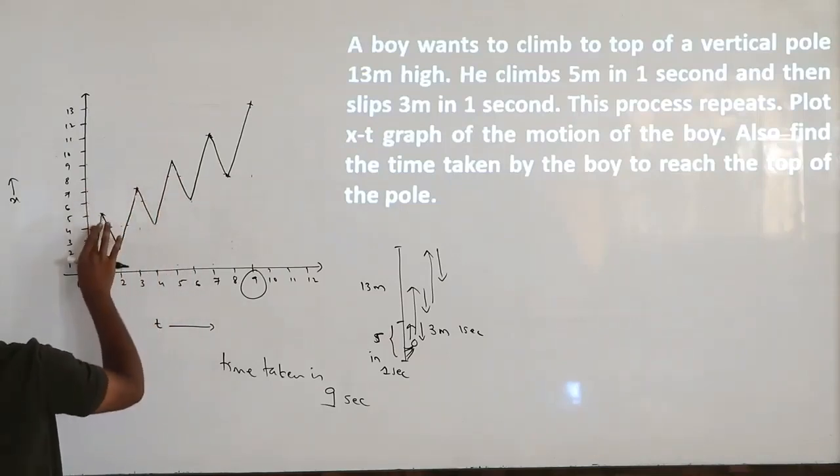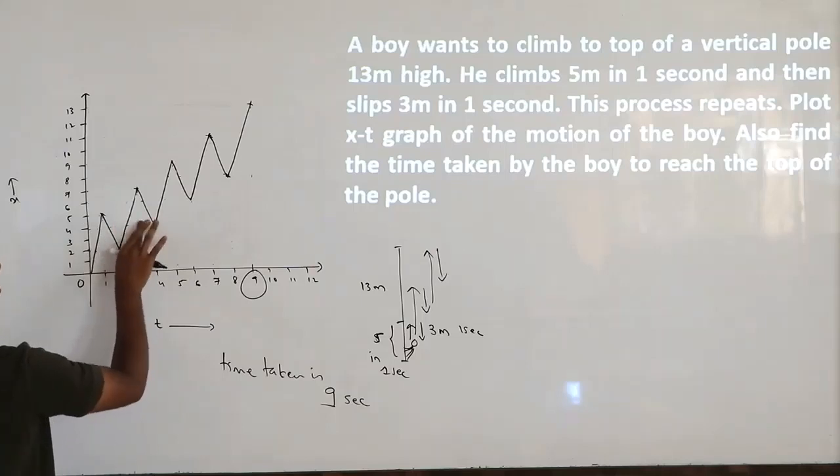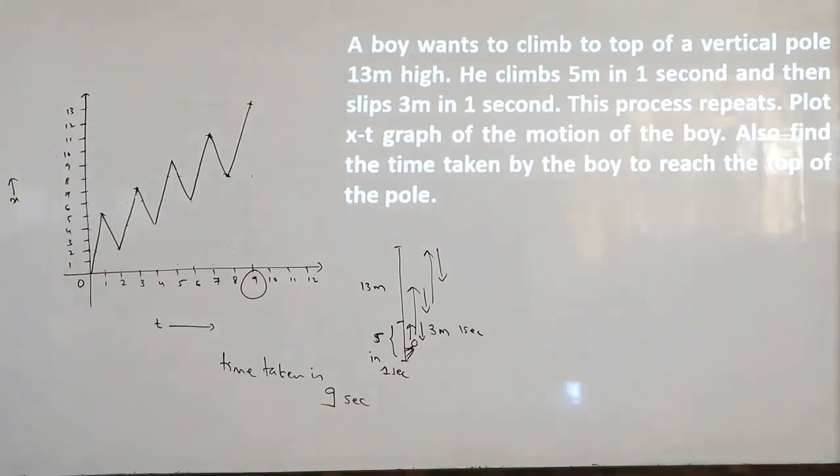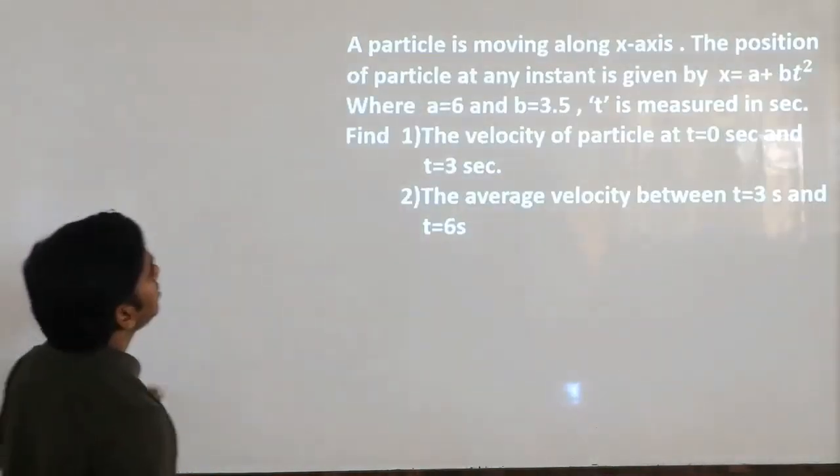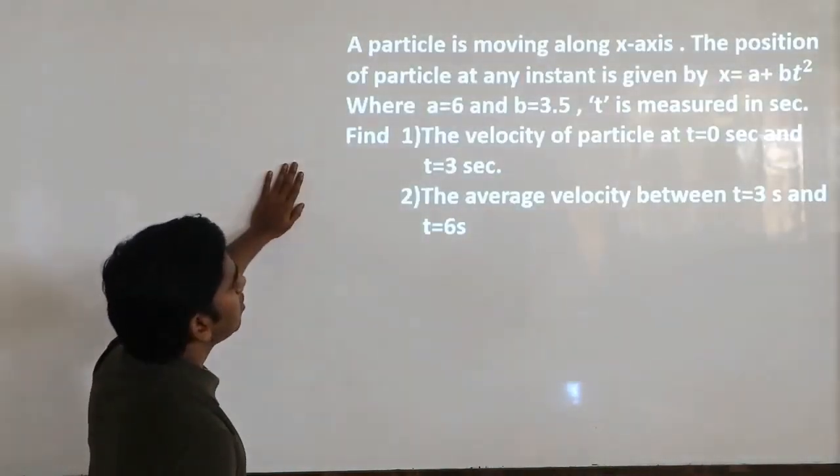So this is the graph. Try to draw it yourself. This is going to be the graph of a boy climbing the pole, and the total time taken to reach the top of 13 meters is 9 seconds.